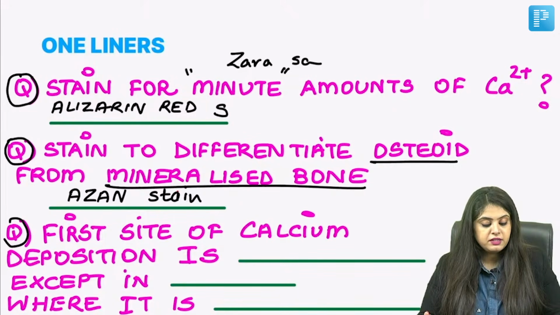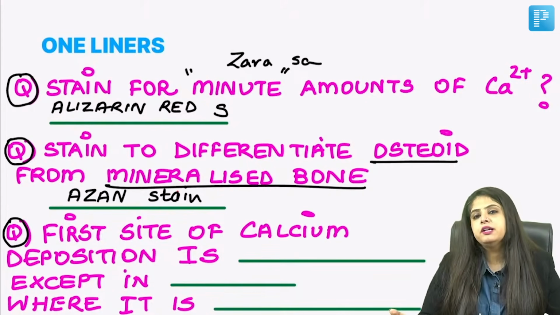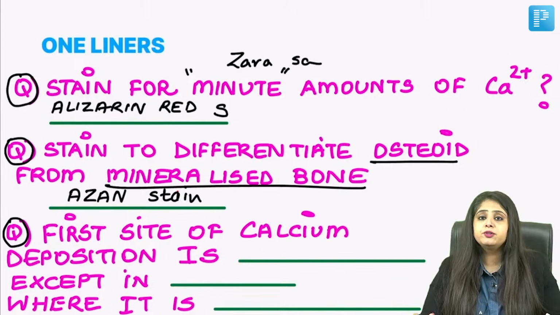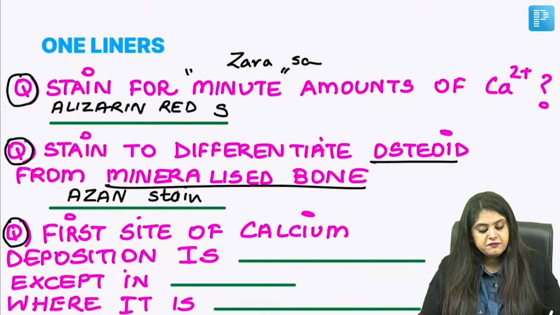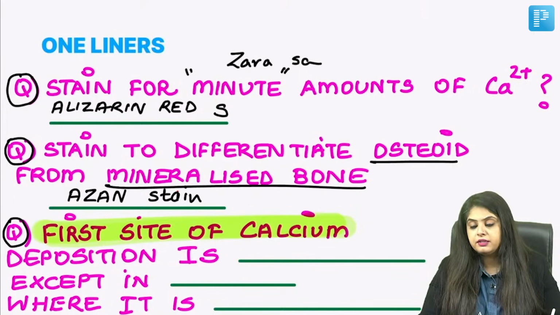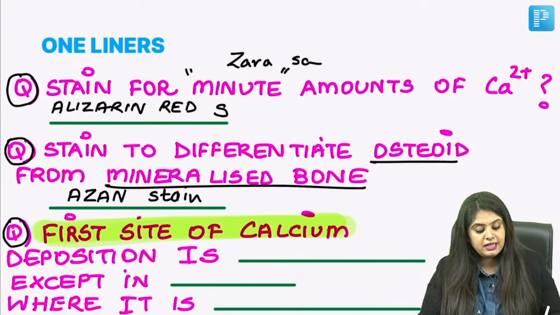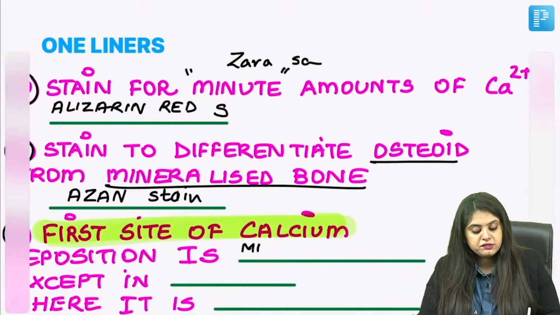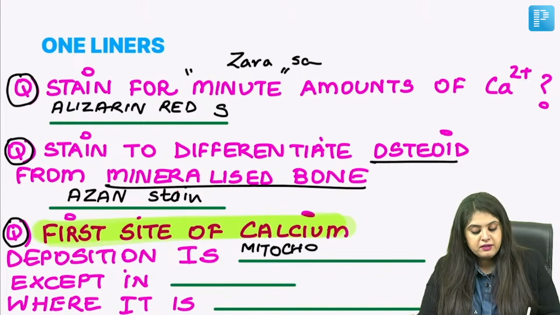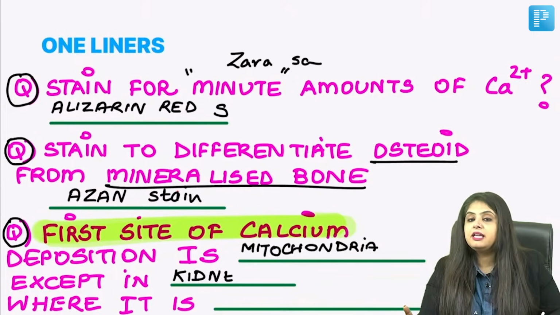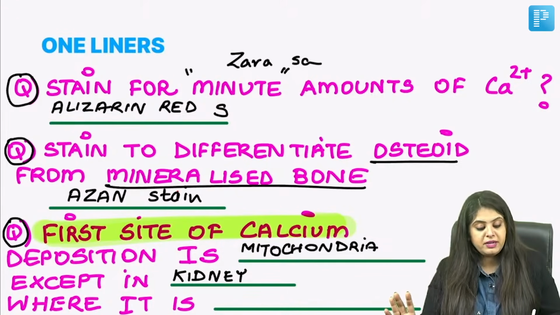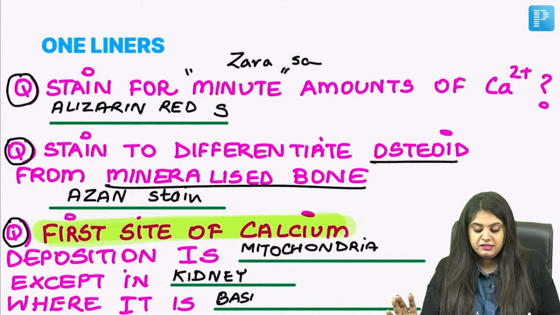Finally, coming to the next one. Chalo, you say calcium is getting deposited in the lungs, in the artery, in the brain. What is the site? First site of calcium deposition, kahan deposit hota hai? Is it getting deposited in the mitochondria, in the ribosome, in the endoplasmic reticulum, in the lysosome? So the first site of deposition of calcium will always be mitochondria, but rule hai to exception hoga. In the kidney that does not happen. Kidney में calcium सबसे पहले, it does not go to the mitochondria, it goes to the basement membrane.